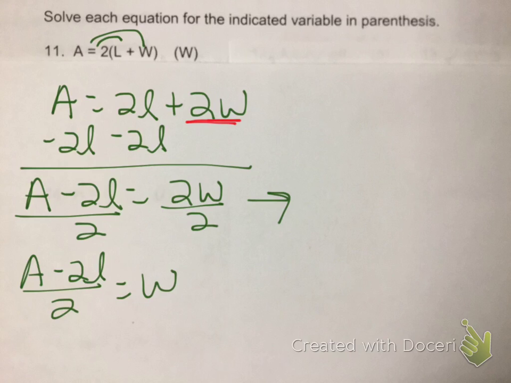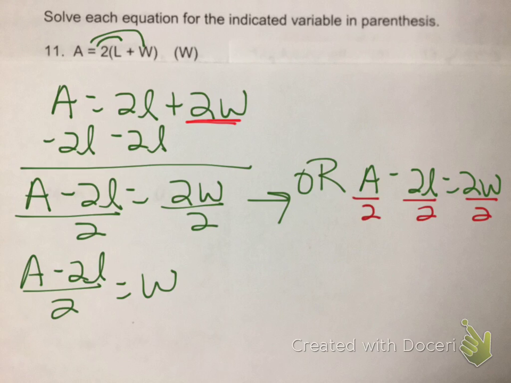Or, because it's 2 terms, you could divide each term by 2. And when you do that, then you can simplify each term. The first term, you can't do anything with the A over 2, so it's just A over 2. But look at the second term. The 2's cancel out, so you just get l. So either answer will work.